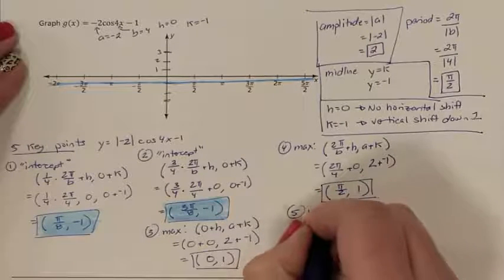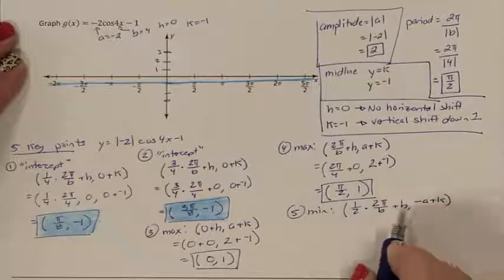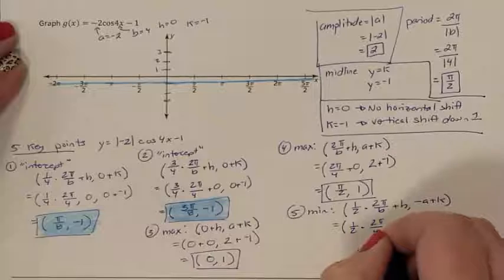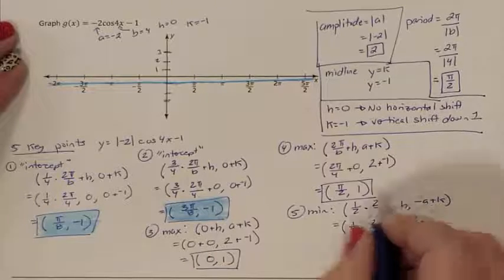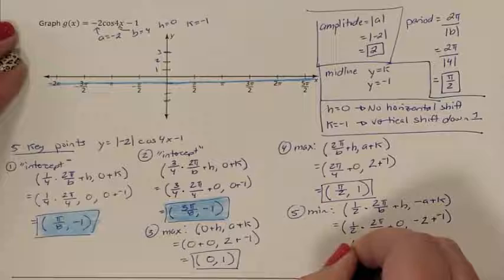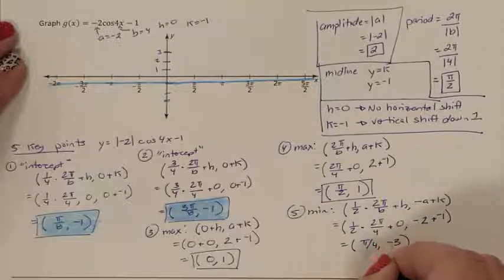My fifth and final point is the 1 minimum, taking into account your h and k movements. B is 4, h is 0, the a we're using is 2, and my k is -1. Simplifying this, I get pi 4ths, -3.